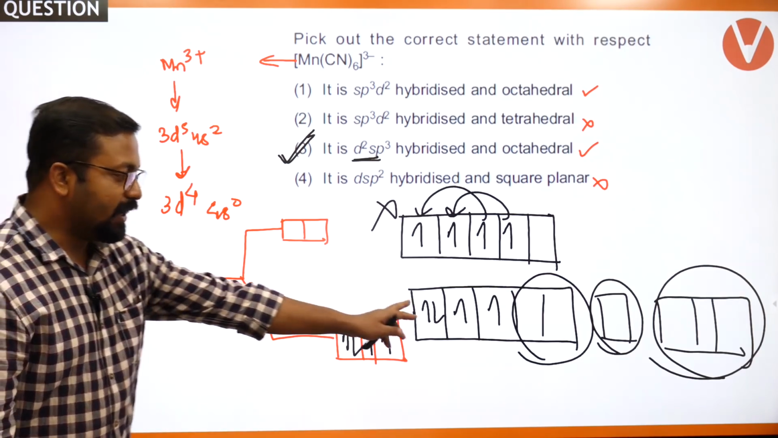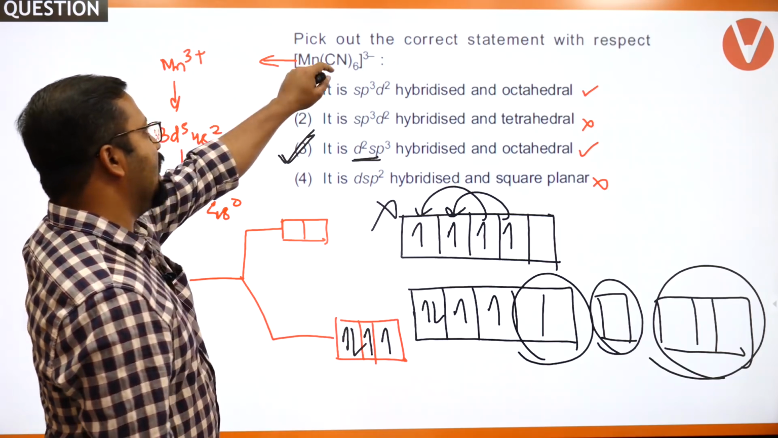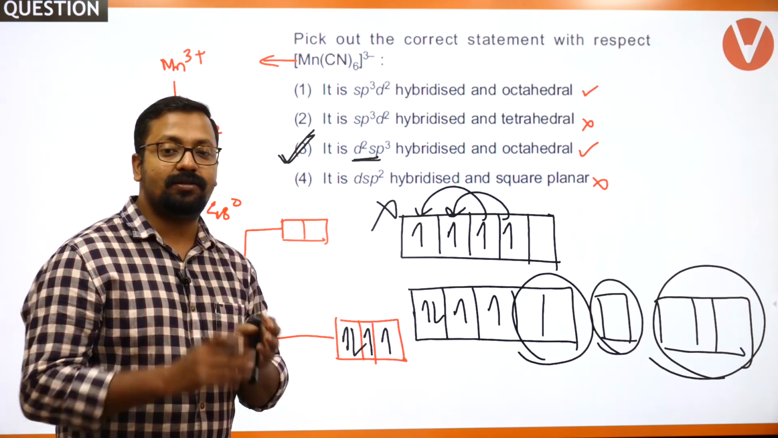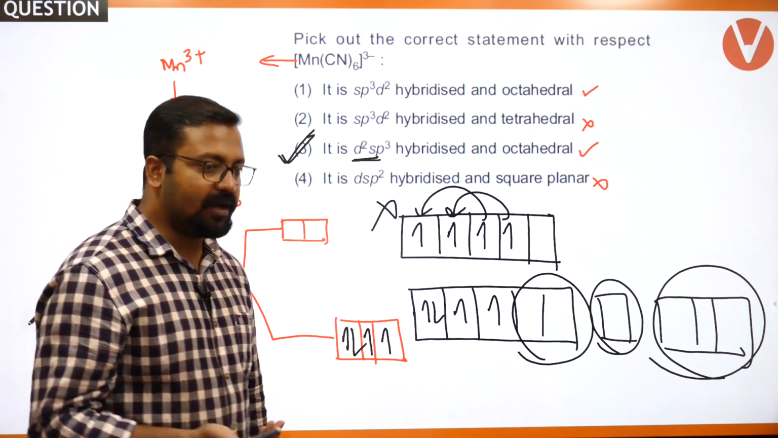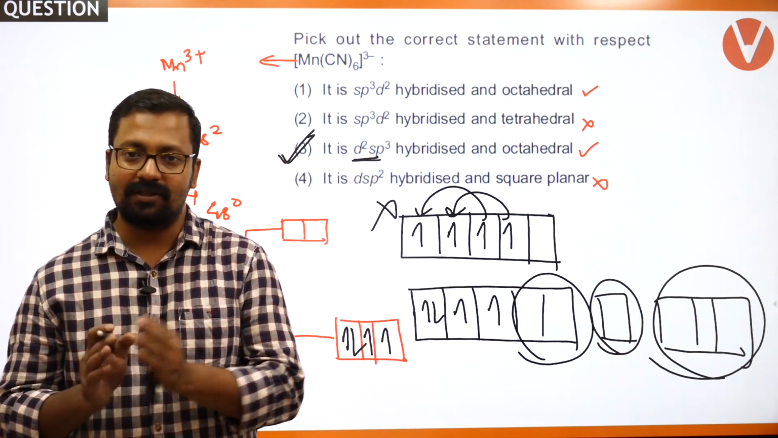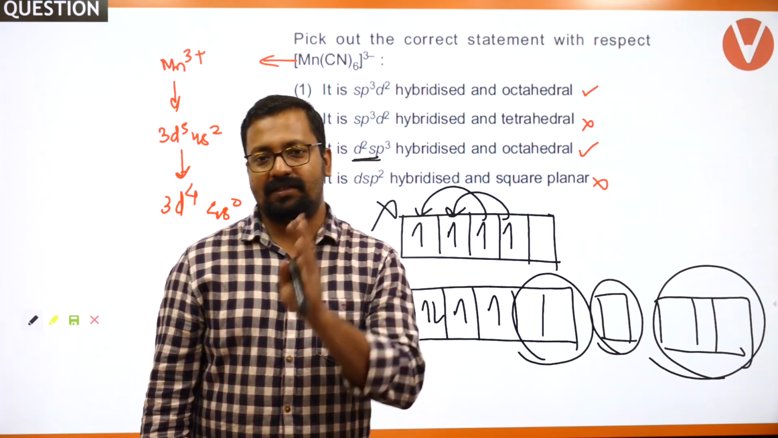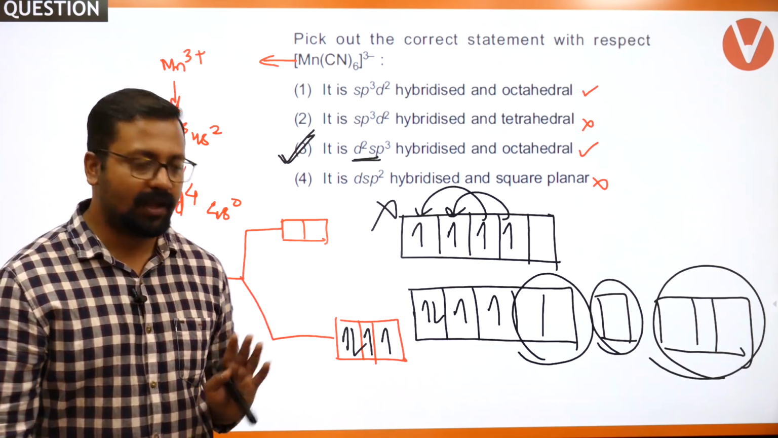Okay? If there were 3 electrons, you would not pair any of them. Suppose this had been Mn+4, and Mn+4 would have 3 electrons. Out of 3 electrons, not even one would pair. Pairing will take place only if the number of d orbital electrons in an octahedral species is 4, 5, 6, 7 and onwards. Okay?